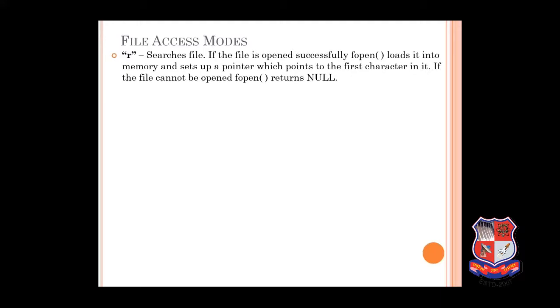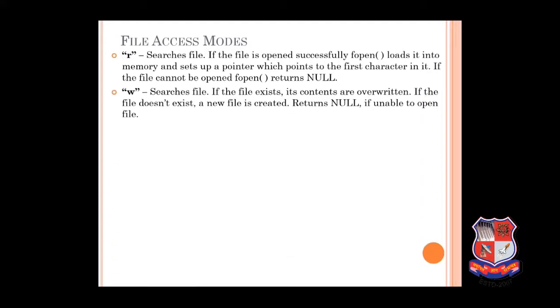So now, as we have seen already two modes, there are other modes as well, file accessing modes. First is R, which is used to read files. It searches the file. If the file is opened successfully, fopen loads it into memory and sets up a pointer which points to the first character in it. If the file cannot be opened, it will return null. If the file does not exist, or the file is read protected, or you do not have anything to read in that file, it will return null.